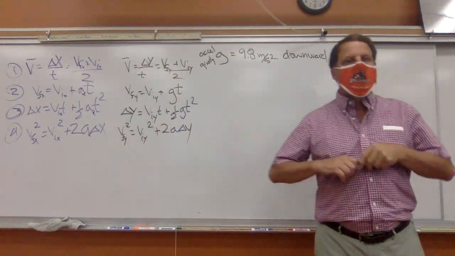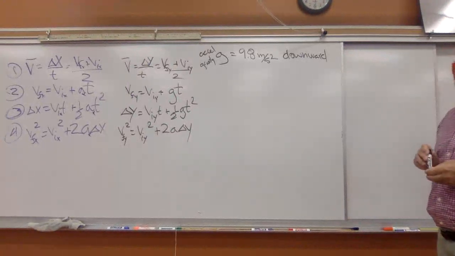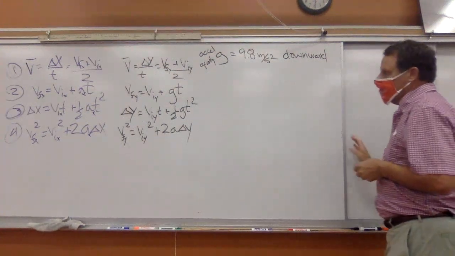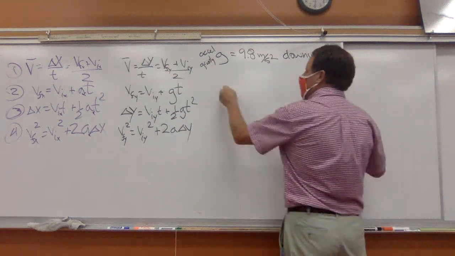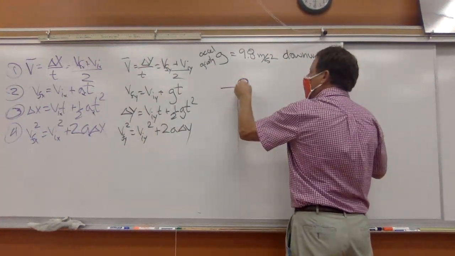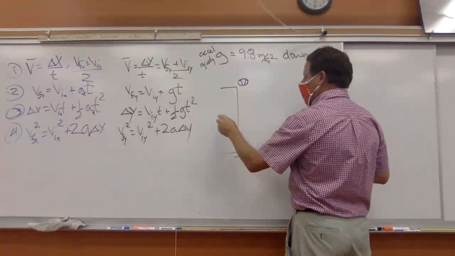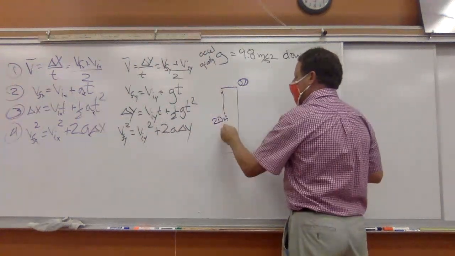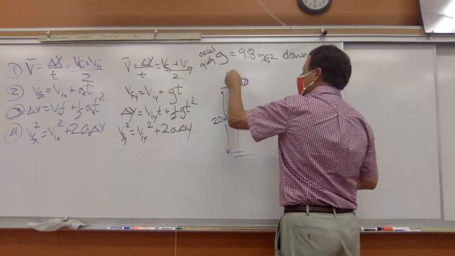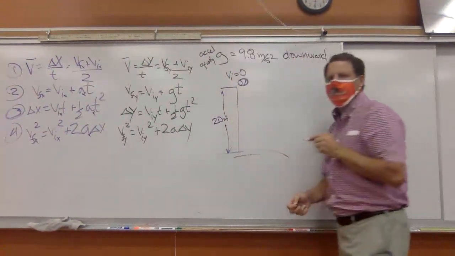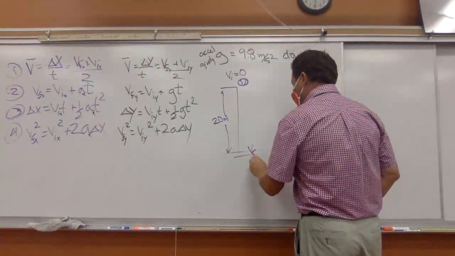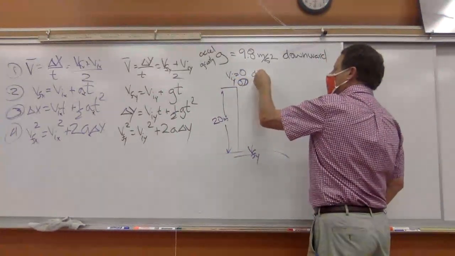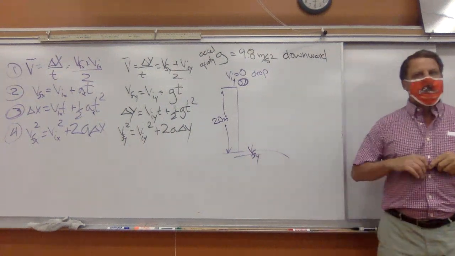All right, let's do an example here. If we have a ball, and we are going to, let's say, have it 20 meters high, and we have an initial velocity that's equal to 0, the question is, what is our final velocity if we drop it? So we drop the ball.